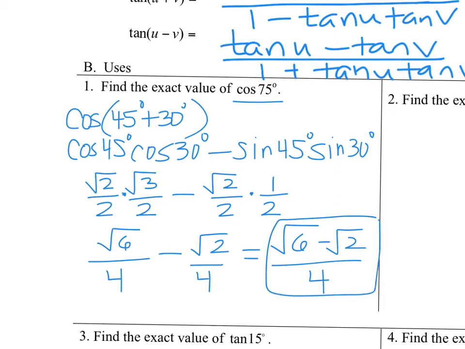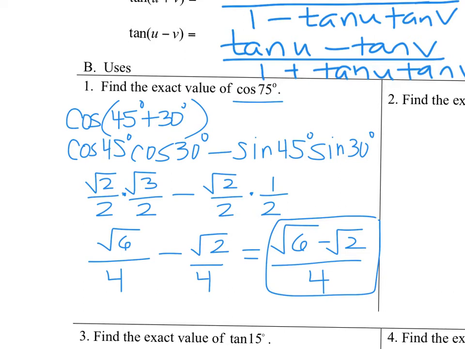You can't subtract those? No, they are not like radicals. Like radicals have to have the same radicand, which is the number inside, and the same root. They're both radicals, they're both square roots, but 6 and 2 are not the same. And that's it. And if you wanted to check your answer, you could.